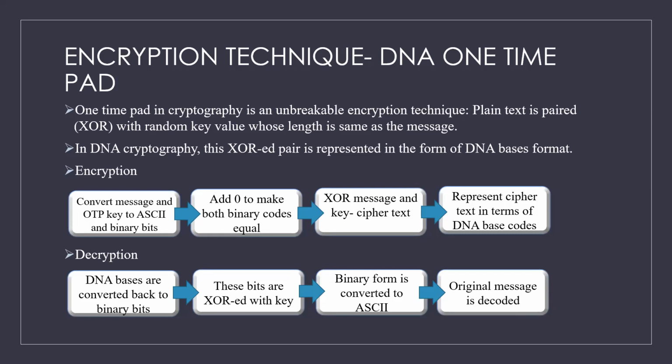First, the encoded DNA bases are decoded back to binary bits. These bits are XORed again with the key value to get back the original plain text. The resultant binary bits are converted to corresponding ASCII values. And finally, these values are used to reproduce the original plain text.